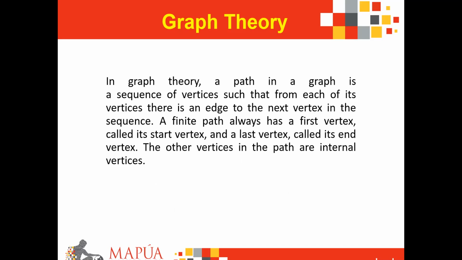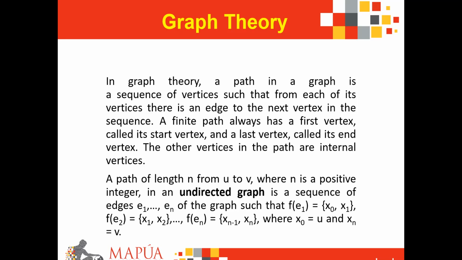In graph theory, a path basically is a sequence of vertices such that it starts from what you call a start vertex, and then it goes on to the next vertex in sequence until it reaches your end vertex. A path basically is a sequence of vertices. Therefore, the path length is the number of vertices traversed from your starting vertex U to your end vertex V, where n turns out to be a positive integer.